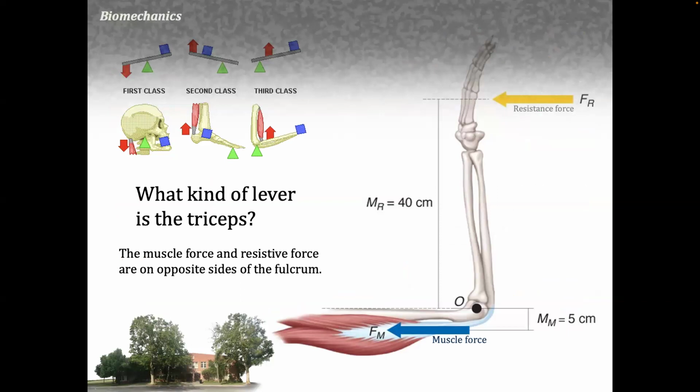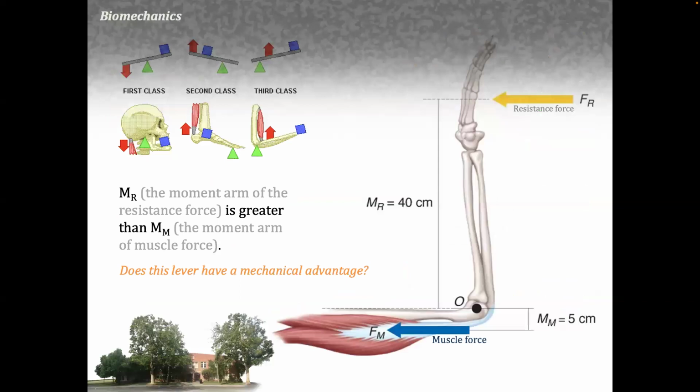And onto the triceps. The line of pull of the triceps is behind the fulcrum. It's on the back side of your arm. The load applied at the hand is on the opposite side. So the muscle force is on one side of the fulcrum and the load is on the other. So that makes this a first class lever.